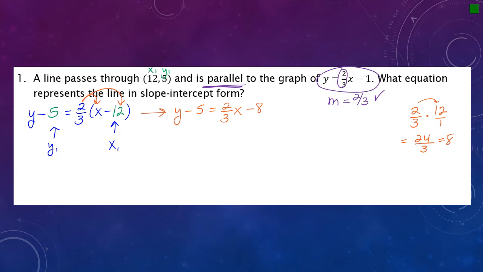Now my last step would be to add 5 on both sides. So I have y equals 2/3 x, and then negative 8 plus 5 is negative 3. So here is the equation that I am looking for, my final answer. So this is a line that is parallel to the one that we were given, so this one up here, and it passes through the point 12, 5.